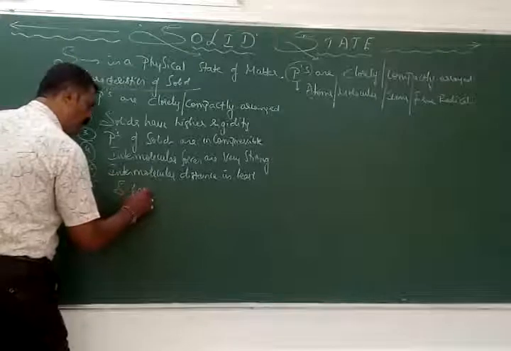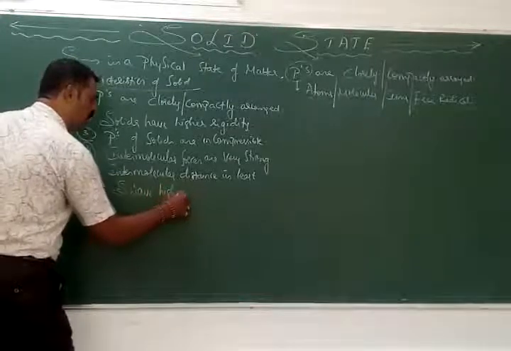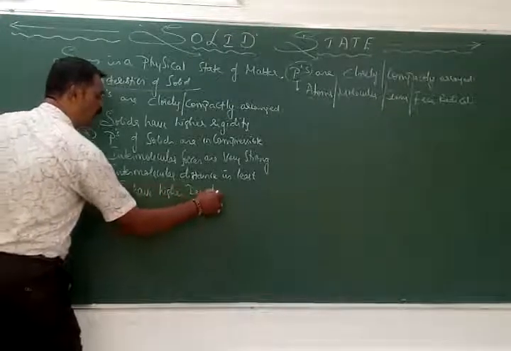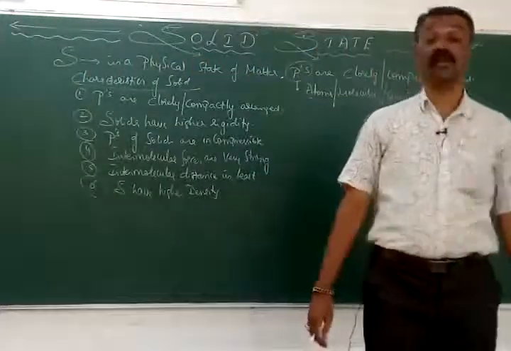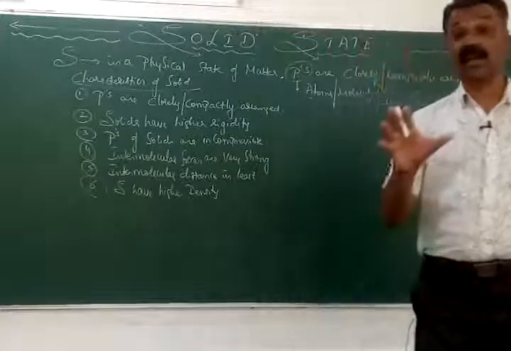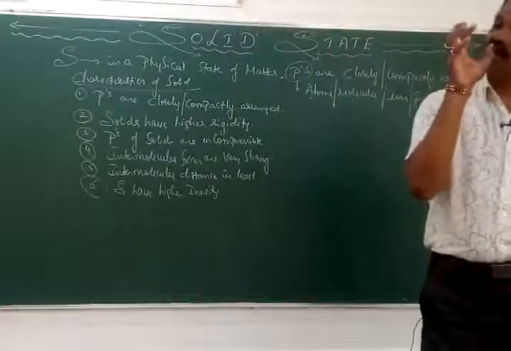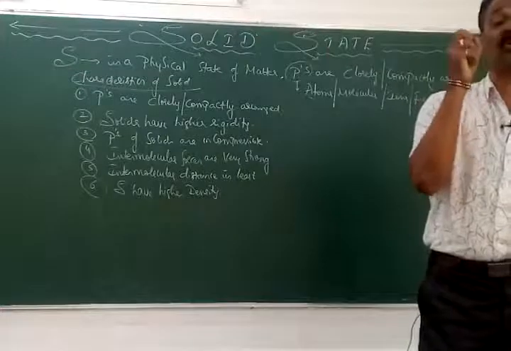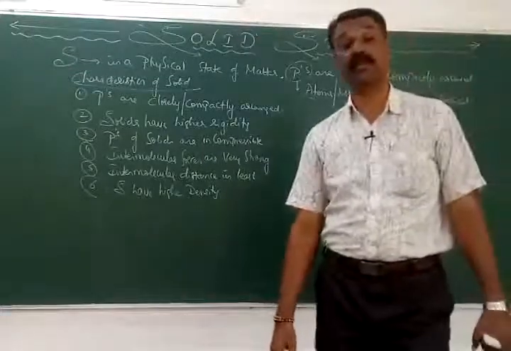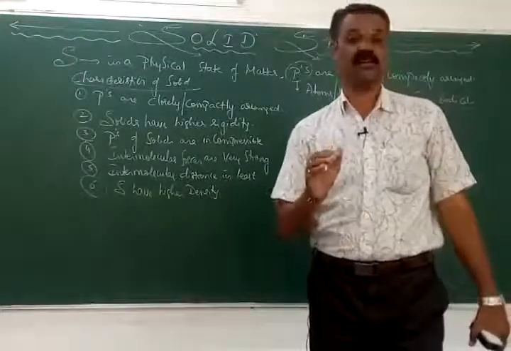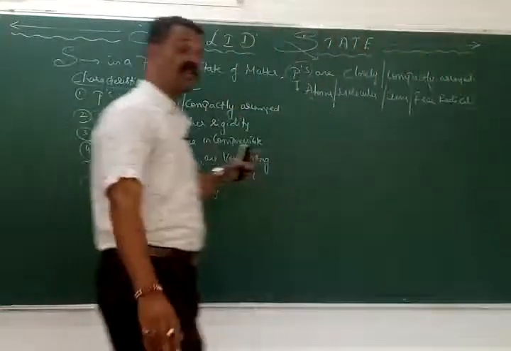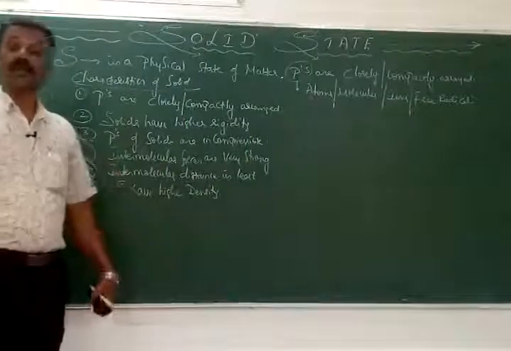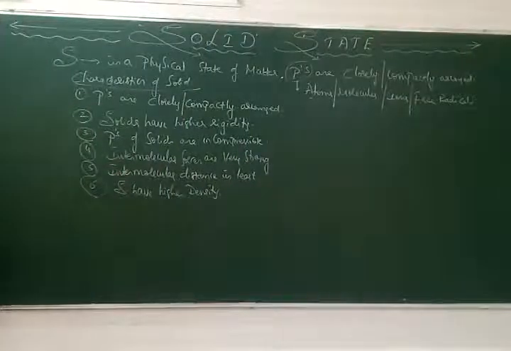Then, solids have higher density. Why do solids have the highest density? Because their mass is fixed, but the distance between particles is very small, so the volume occupied by the particles is less. We know that density is equal to mass by volume. As the volume decreases, the density automatically increases. Therefore, solids will have higher density.